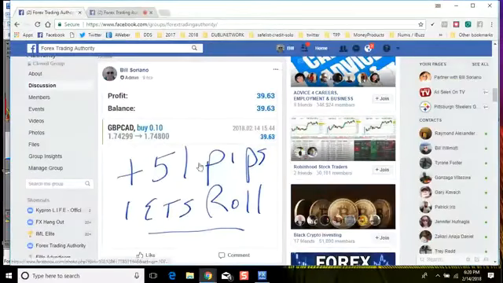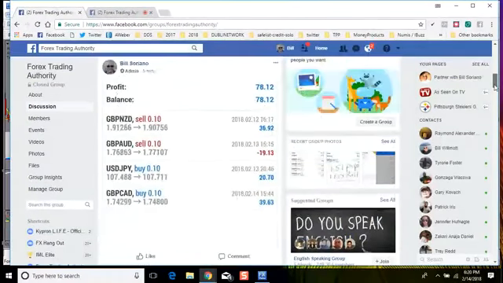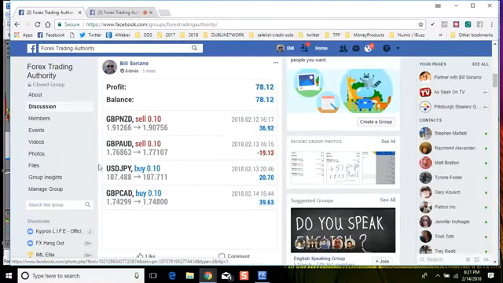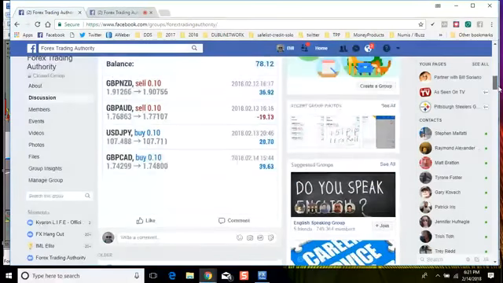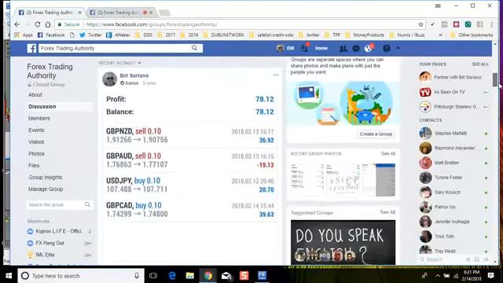It's been a good start to the week here. I got 51 pips on that, and these are my results so far this week. As you see here, this was on Monday. These two trades were yesterday. I made a video about that, and here's today's trade right here. So currently up about 100 pips, I think, maybe 99, 100 pips, $78.12 for the week.